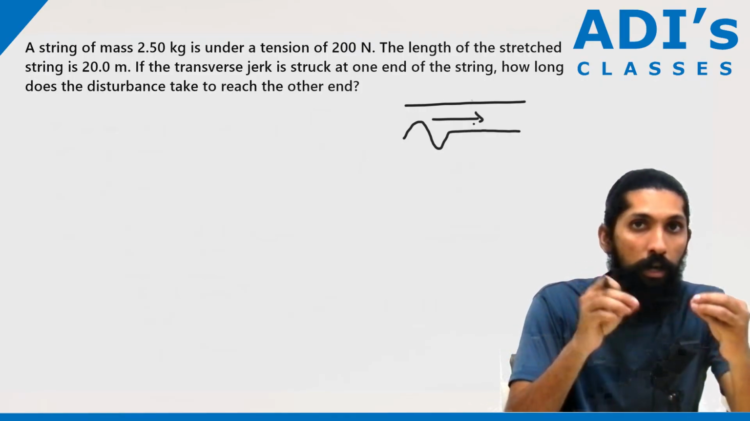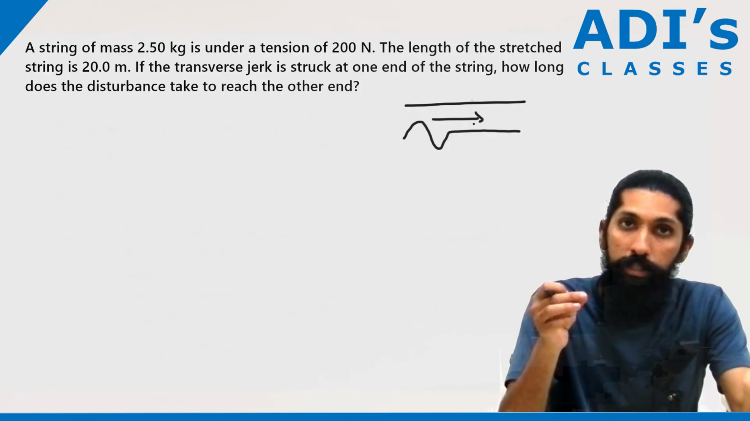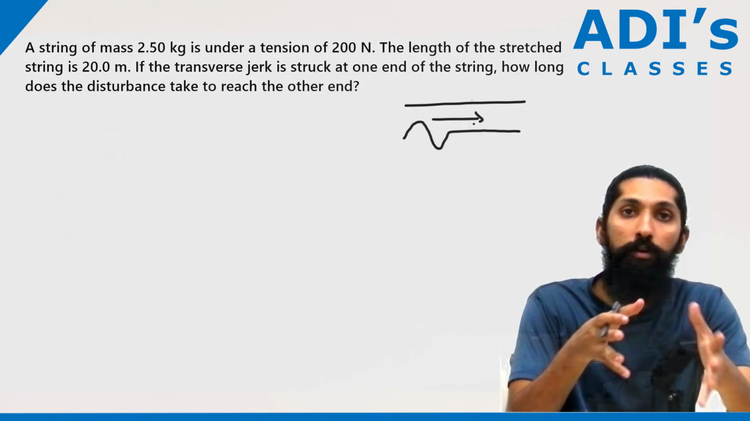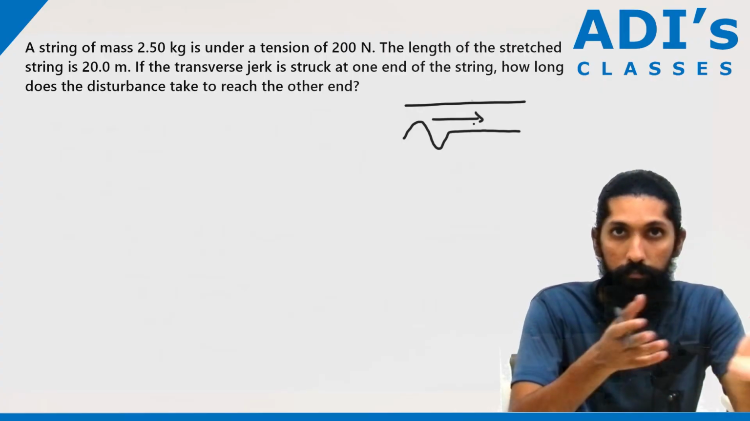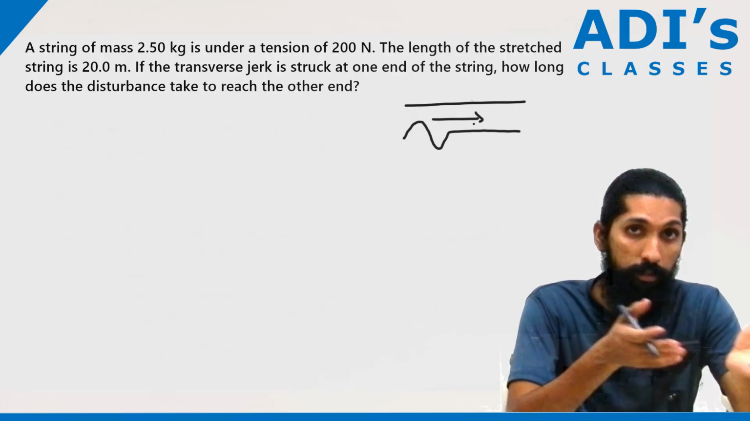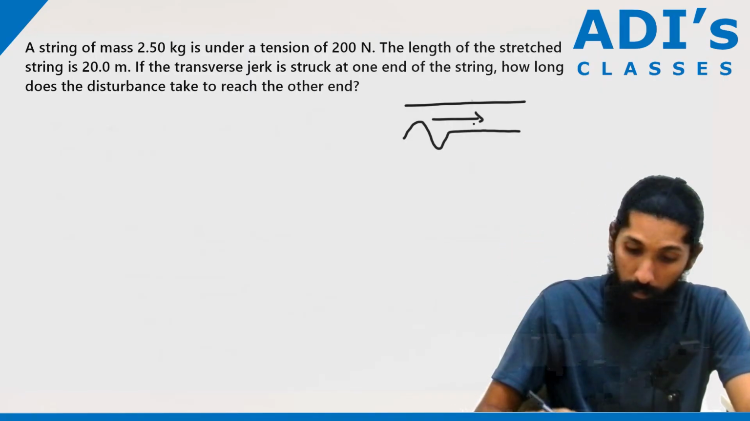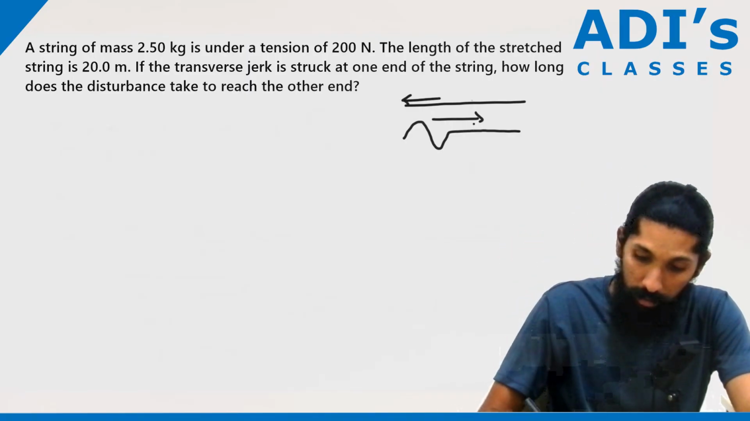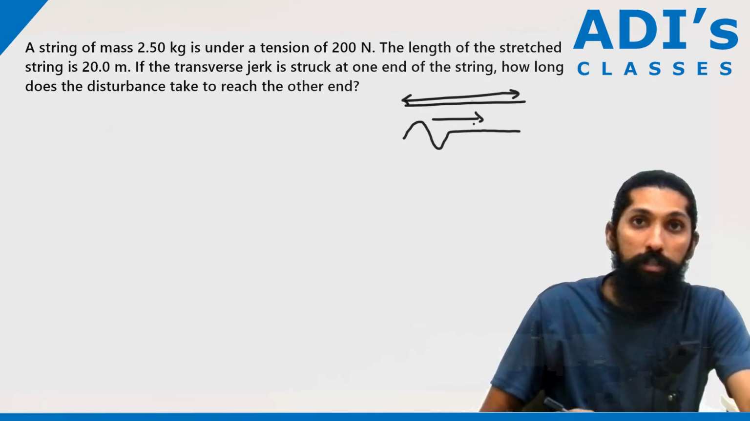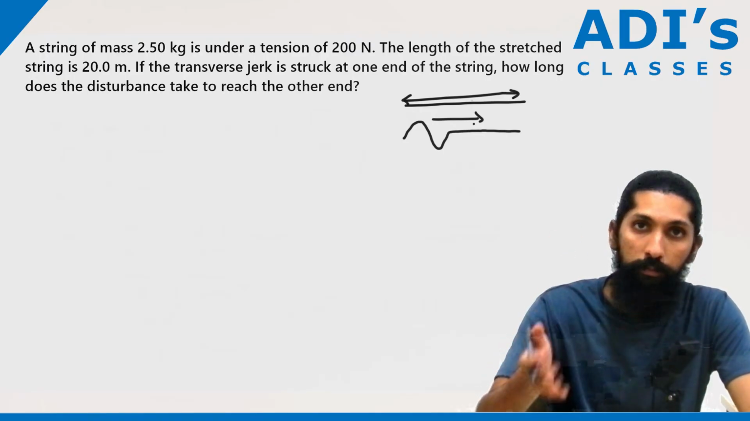When they say how long does it take, it's basically time. If you know the velocity and if you know the distance, you can pretty much calculate the time. What is the total distance of the string here? That's 20 meter. So it's given to you. Let's list down what is given.